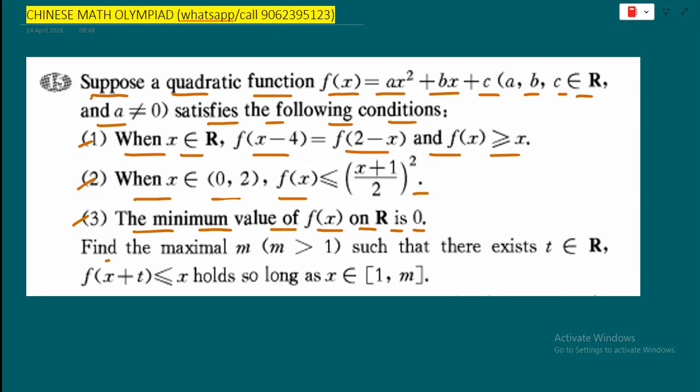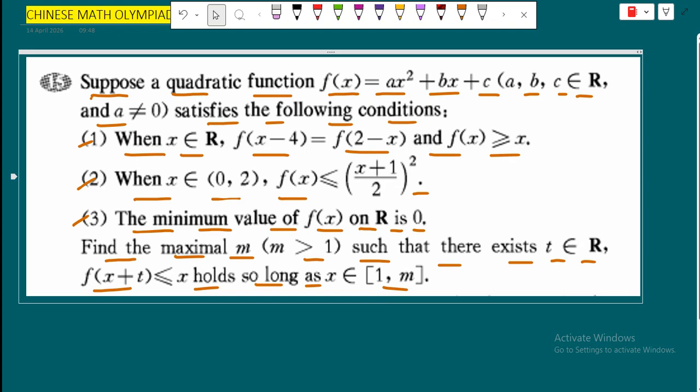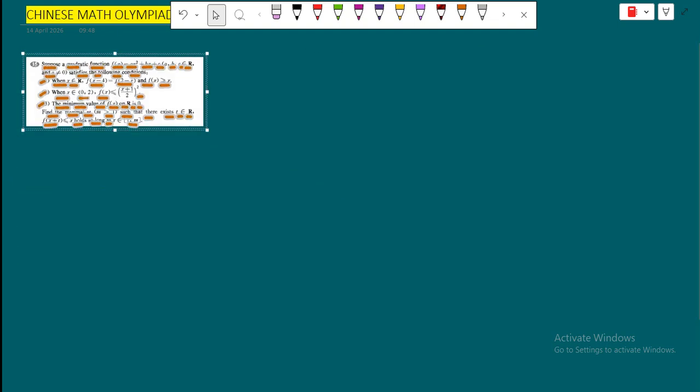Okay, so find the maximal m greater than 1 such that there exists t belonging to R, f(x+t) ≤ x holds so long as x belongs to [1, m]. Okay, this is a classic question. So let's understand this.